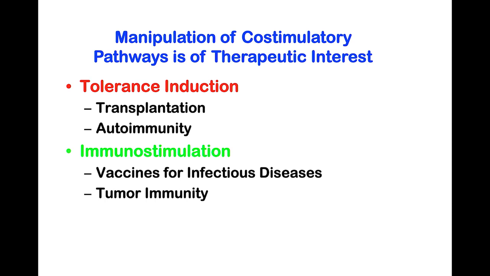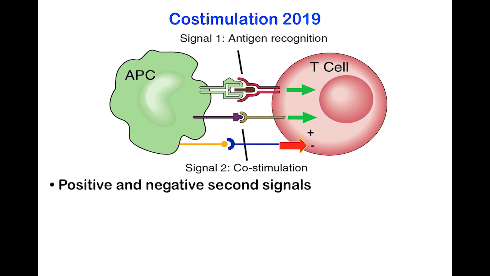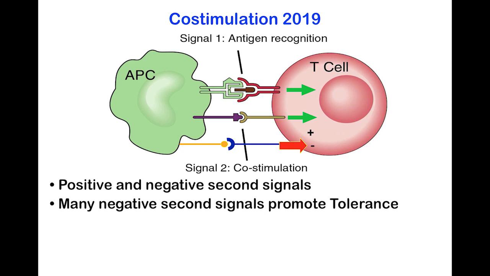anti-tumor immunity? Well, fast forward to 2019, we now appreciate that there are both positive second signals that work together with the T cell receptor to stimulate T cell responses, but in addition, there are negative second signals that attenuate signals through the T cell receptor. What we've learned is that many of these inhibitory or negative second signals are actually key mediators of T cell tolerance that protect us against autoimmunity.